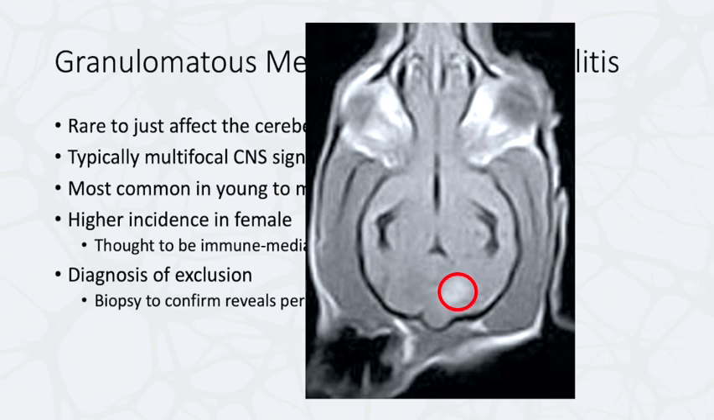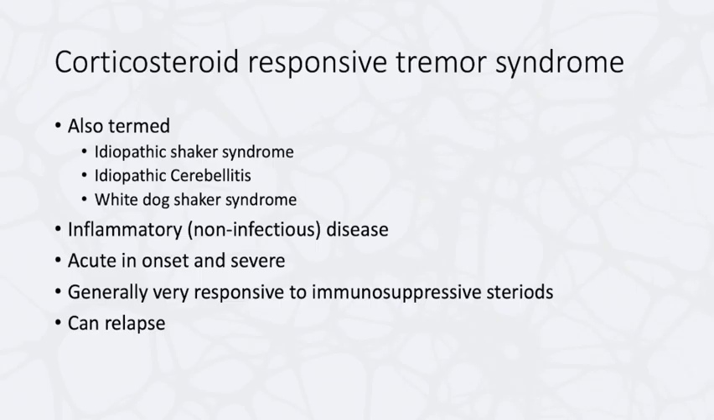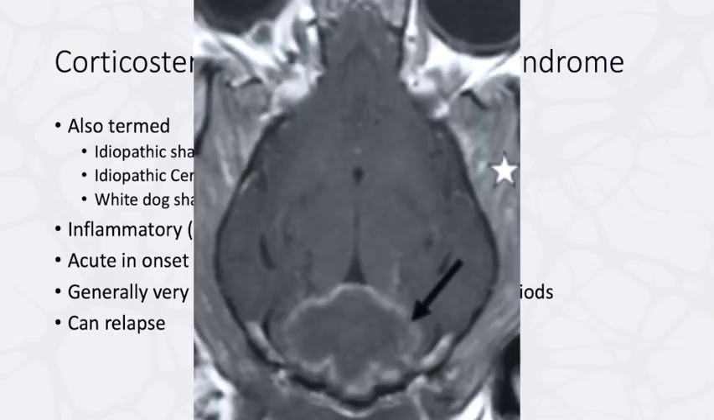And this is just an example of a patient that had MUE within the cerebellum. And then that's going to be different than the corticosteroid responsive tremor syndrome. And I'll just briefly show a video that kind of differentiates these two. Other names for this corticosteroid responsive tremor syndrome are the little white shakers, idiopathic cerebellitis. And just like with MUE, this is thought to be an immune-mediated condition, and it affects the entire cerebellum. So here we see contrast enhancement of the meninges of that cerebellum in a dog with corticosteroid responsive tremor syndrome.